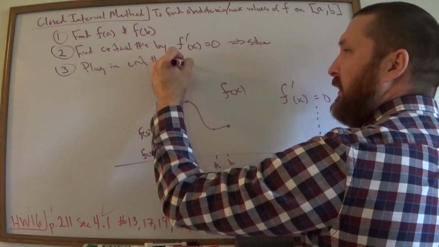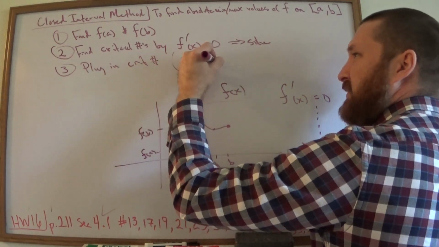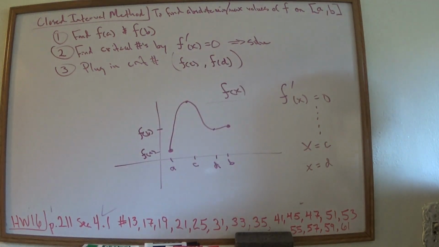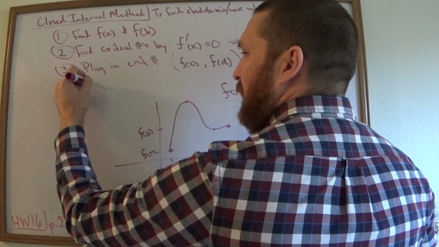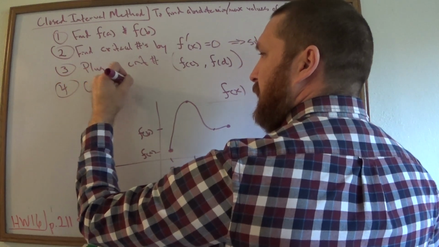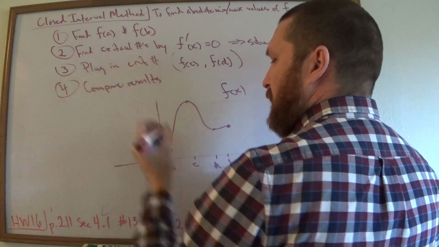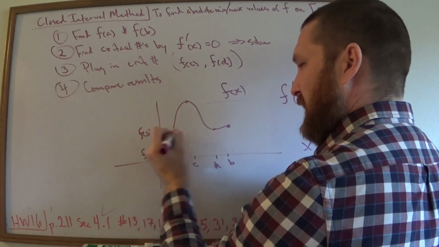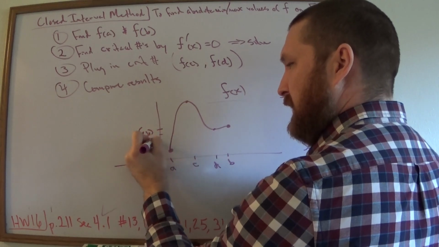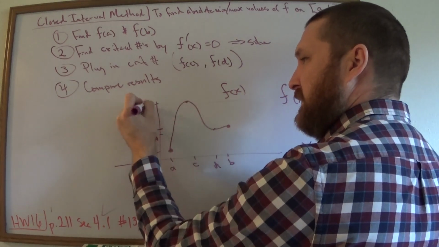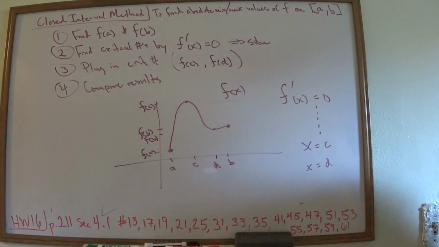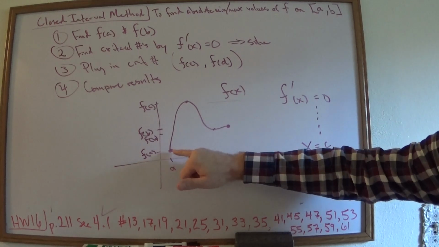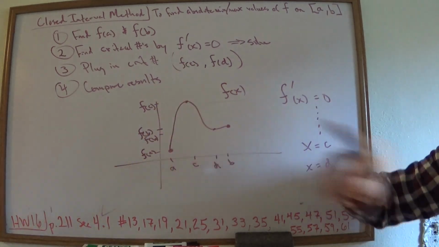So what we're doing here, you would plug in f of c and your f of d. And then whichever ones happen to be biggest or smallest, in other words, the final step is compare your results. So there's your f of b here, here's your f of c. You've plugged all of them in and you say, okay, the biggest one was here, and so that's it. Your smallest one happened to be an endpoint, and so it's right there, right?